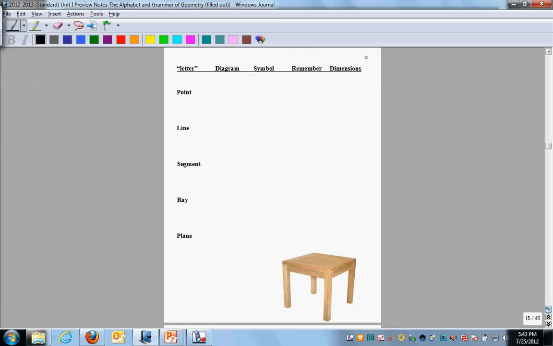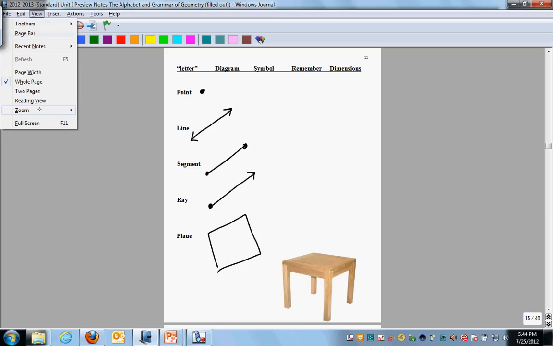Now in geometry, as I said before, there are only 5 letters. Out of these 5 components, all diagrams that you will create in geometry consist of these 5 letters. They are a point, a line, a segment, a ray, and a plane. These are the 5 letters of geometry. Let's take a closer look at these.